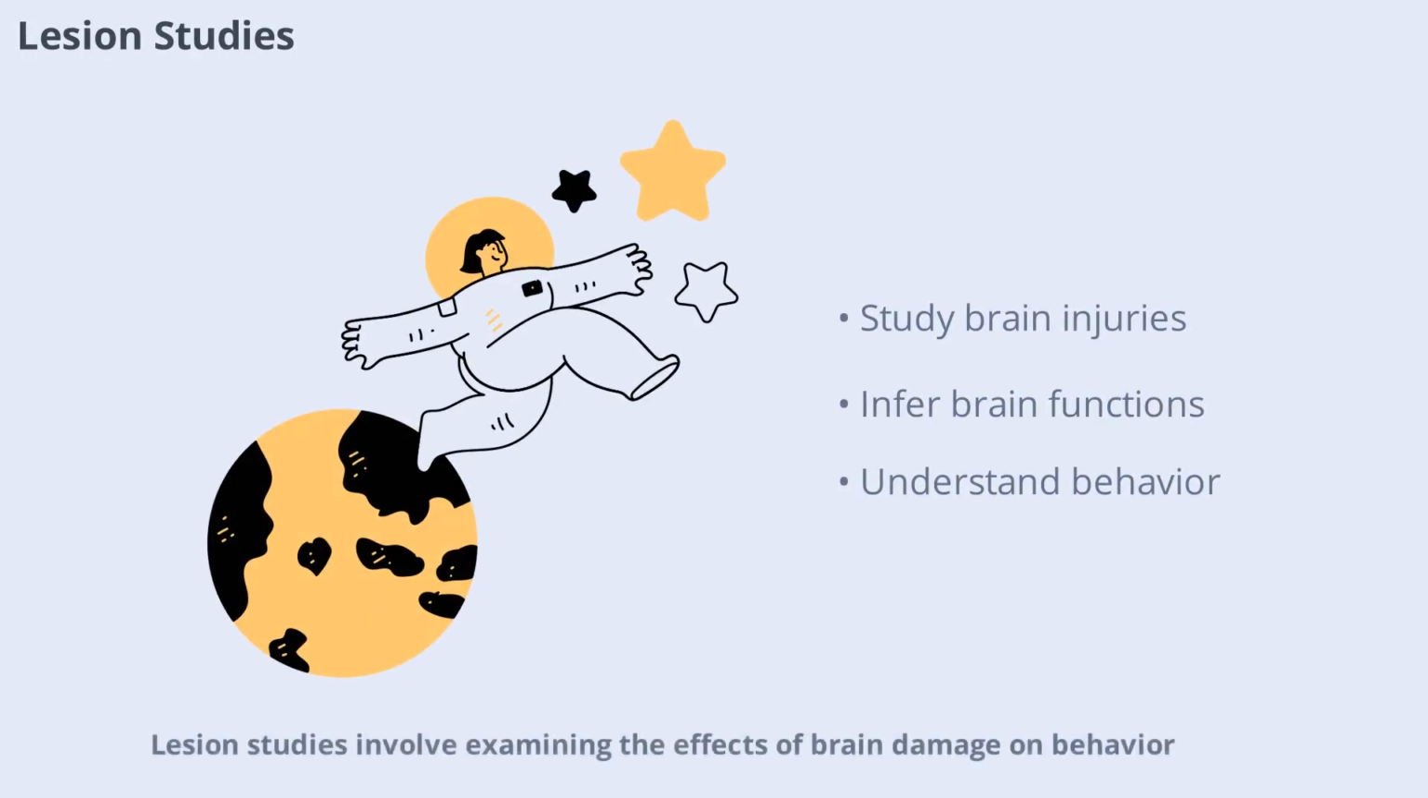Lesion studies involve examining the effects of brain damage on behavior. By studying individuals or animals with specific brain injuries, researchers can infer the functions of different brain regions. For example, damage to Broca's area often results in speech difficulties, highlighting its role in language. While lesion studies can't always be ethically conducted, accidental injuries in animal research have provided crucial insights into brain-behavior relationships.